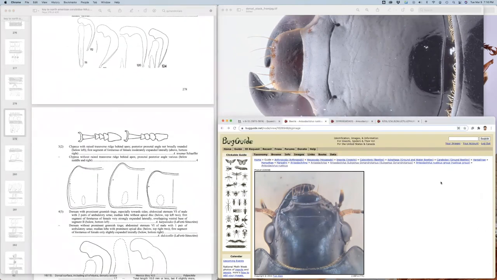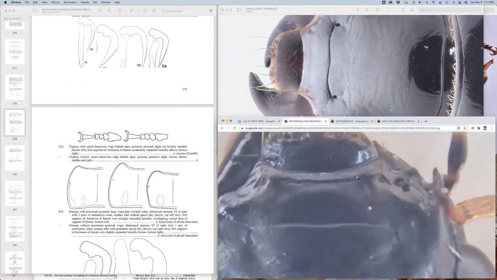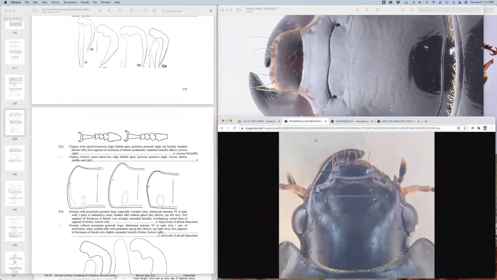So if we go to Bug Guide, hey, we can find Rusticus. There's actually a picture of the head. And we can kind of zoom in and we can see, oh, there's actually this kind of transverse ridge here right behind the apex. Yeah, we definitely don't have that. Great, we interpreted at least that character correctly. And yeah, we see that there's no elongation here, which is what the key said, there should not be an elongation. So good, at least now we've kind of seen this character state.